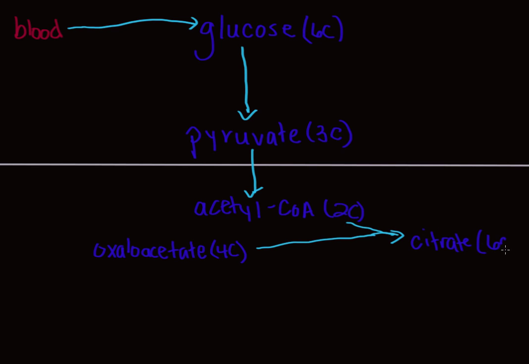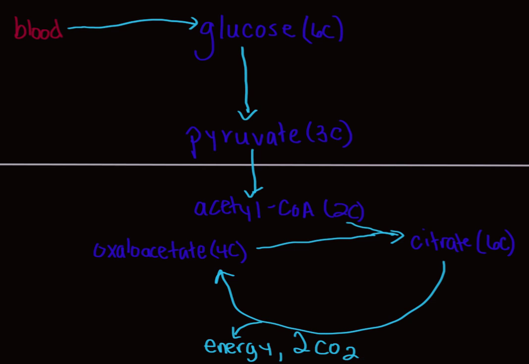Now for today's lesson, we don't really need to get into the details of the citric acid cycle. So what you really need to know is that citrate goes through a number of steps to reform oxaloacetate, and in the process, harvesting the energy stored in those 2 carbons of acetyl-CoA as ATP and NADH, and releasing those 2 carbons as carbon dioxide.